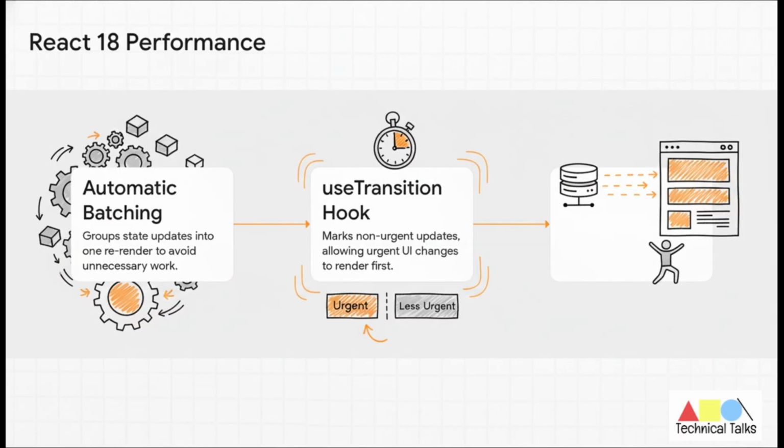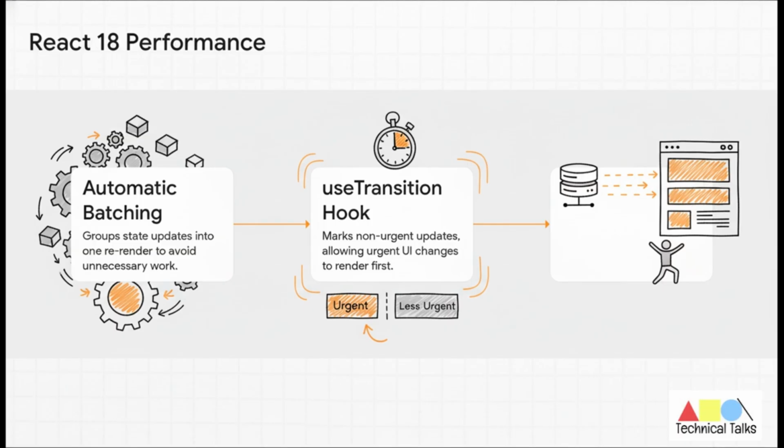And on the performance side, React 18 gave us some incredible new tools. Automatic batching is huge. It groups multiple state updates together into a single re-render, which means a faster app. Simple as that.